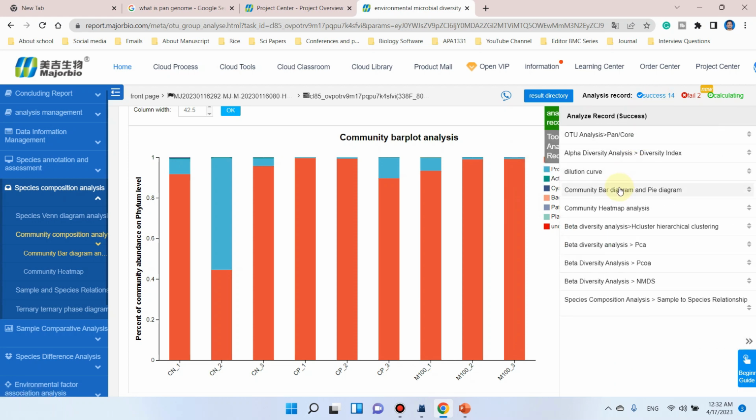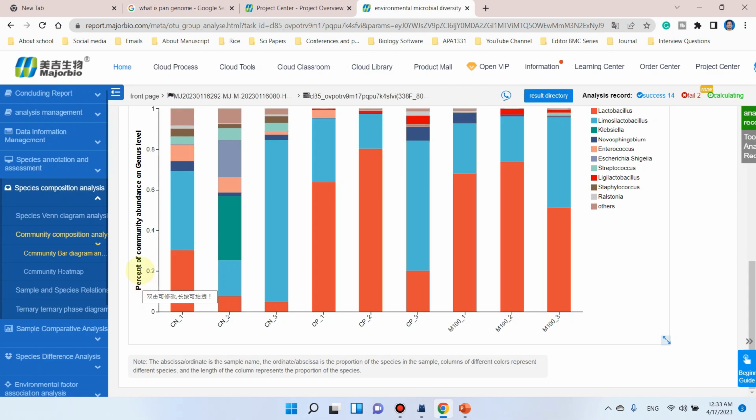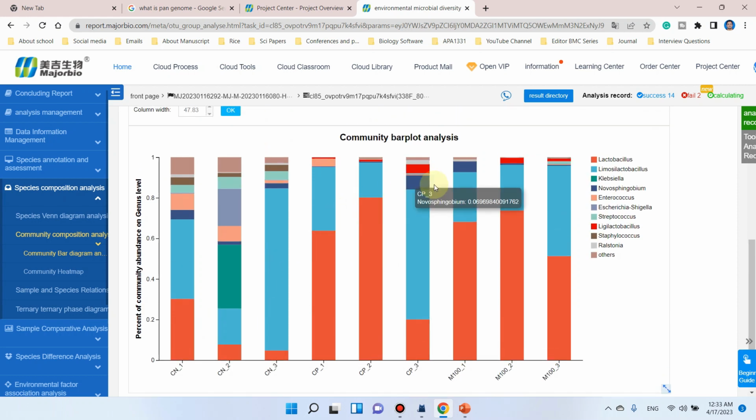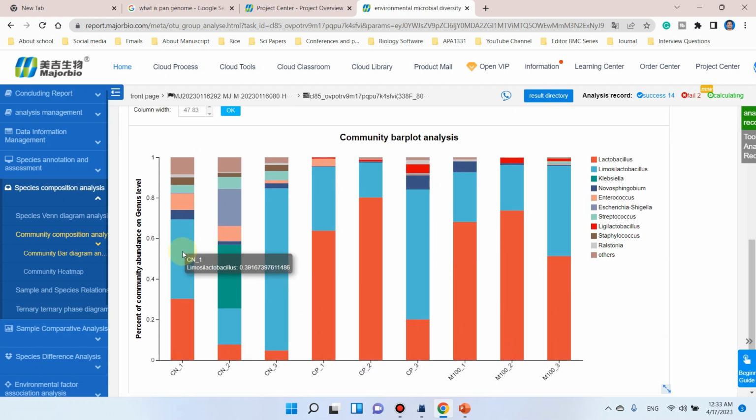And if we see the community bar at genus level, you can see it is showing the percentage of community abundance on genus level, and here are our sample names, and here you can see we have the different genus levels, and if we mouse over to this, you can see it is further showing another type, that is Limosilactobacillus. So the overall quantity of Limosilactobacillus has decreased when we give disease to our animals.